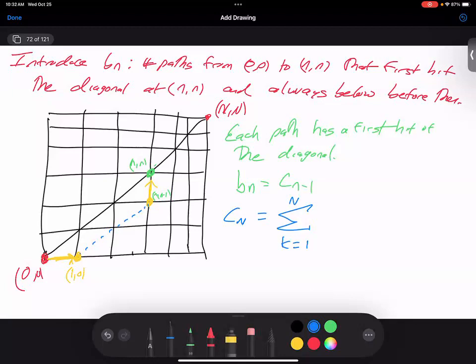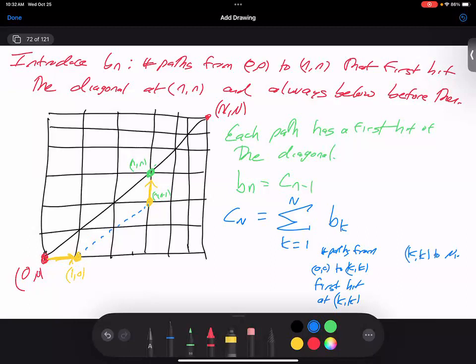So I want to know, how many paths are there from (0,0) to (k,k) such that the first time I hit the diagonal is at (k,k)? I'm sorry, not that, b_k. This is the number of paths from (0,0) to (k,k), and we first hit at (k,k). Now that we're at (k,k), we have to go from there to (n,n). So how many paths are there now from (k,k) to (N,N)?